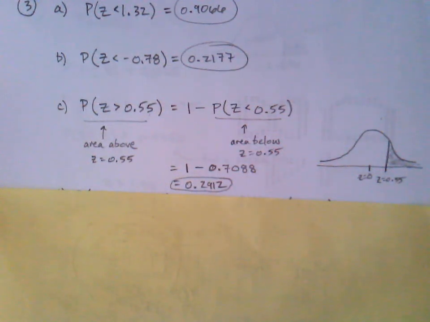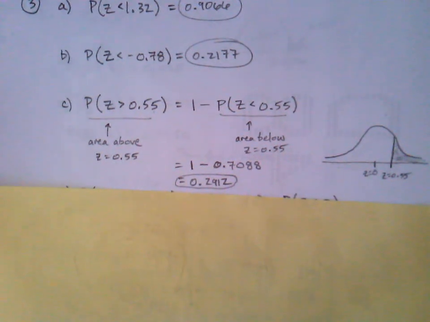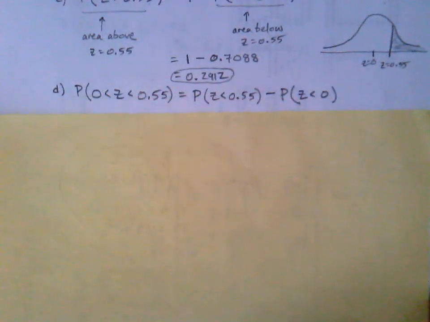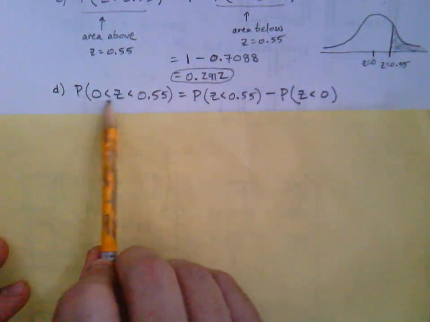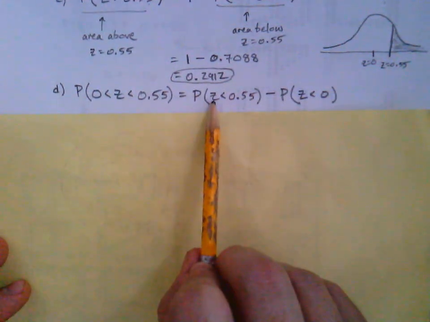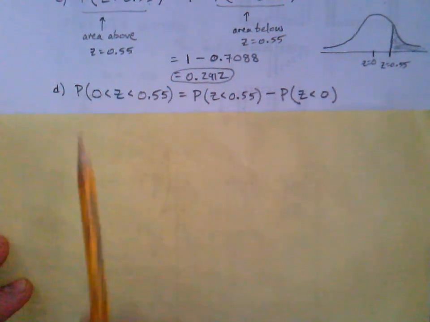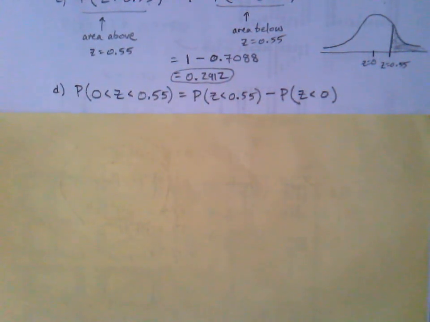All right, let's go to part D. Here we've got a between. The probability that z is between 0 and 0.55, or 0 is less than z is less than 0.55. Well, how do we approach a between problem for a continuous random variable? Well, we have to do two different calculations and then subtract them. So to find the probability that z is between 0 and 0.55, we take the probability that z is less than the larger 0.55 and subtract the probability that z is less than the smaller, and that will find the area between them.